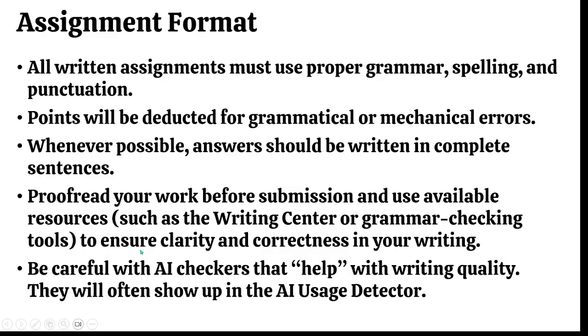All of your written assignments need to use proper grammar, spelling, and punctuation, and points will be deducted when you have a lot of grammatical or mechanical errors. You should, by default, write in complete sentences. This is a university course. It's an upper level university course, so you should all be able to write in a clear and efficient way by this point. You should always proofread your submissions before you submit them and use available resources.